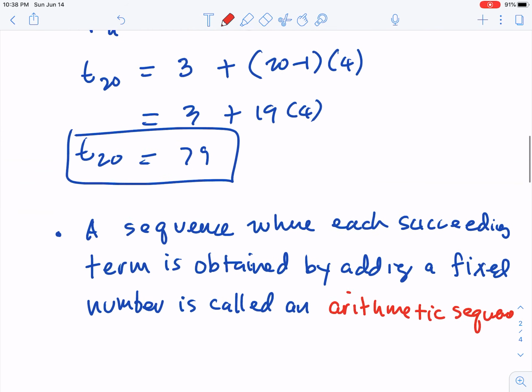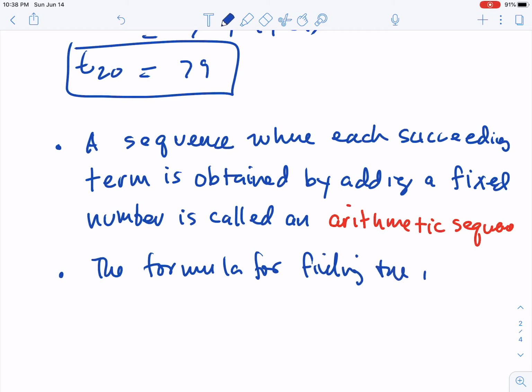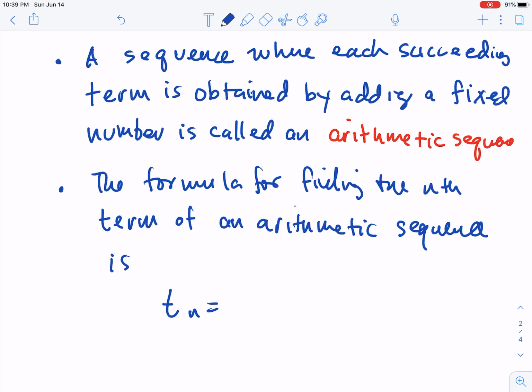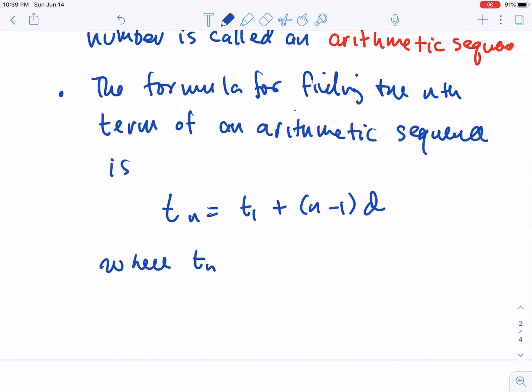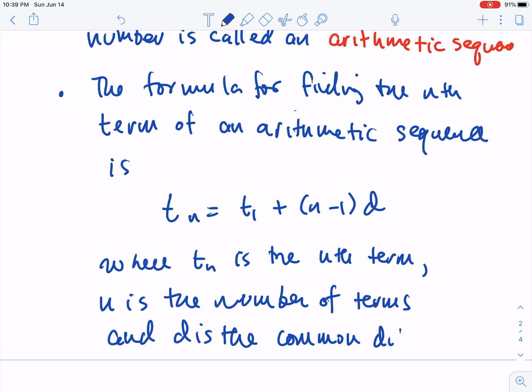No? And of course, no, napag-aralan din natin that the formula, no, the formula for finding the nth term of an arithmetic sequence is, yung nasa taas yun, t sub n is equal to t sub 1 plus n minus 1 times d, where t sub n is the nth term, n is the number of terms and d is the common difference. Okay?